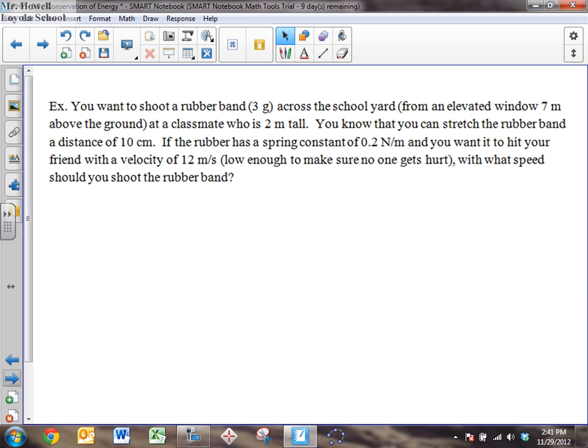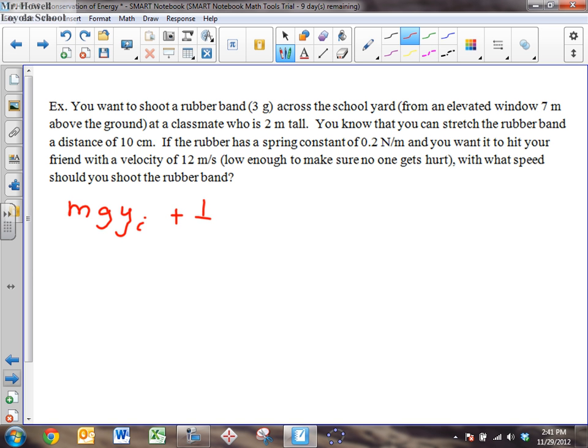So what we know for this problem is in the beginning, there is potential energy, there is potential energy in the spring, which is the rubber band, because you're pulling it back. There is also kinetic energy in the beginning, which is what we're trying to figure out.